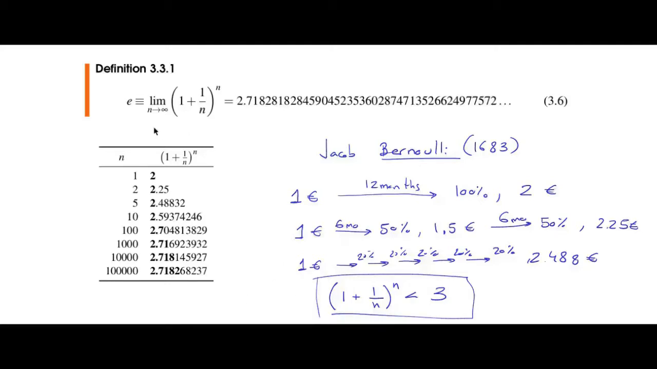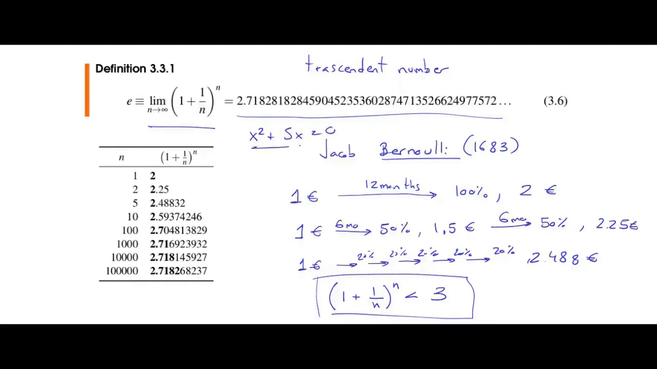Well, this limit is this number, which is an irrational number, and it's also a transcendental number. This means that there is no algebraic equation, like x squared plus 5x, something like that, that gives you e as a result. So e only comes from this kind of expression.